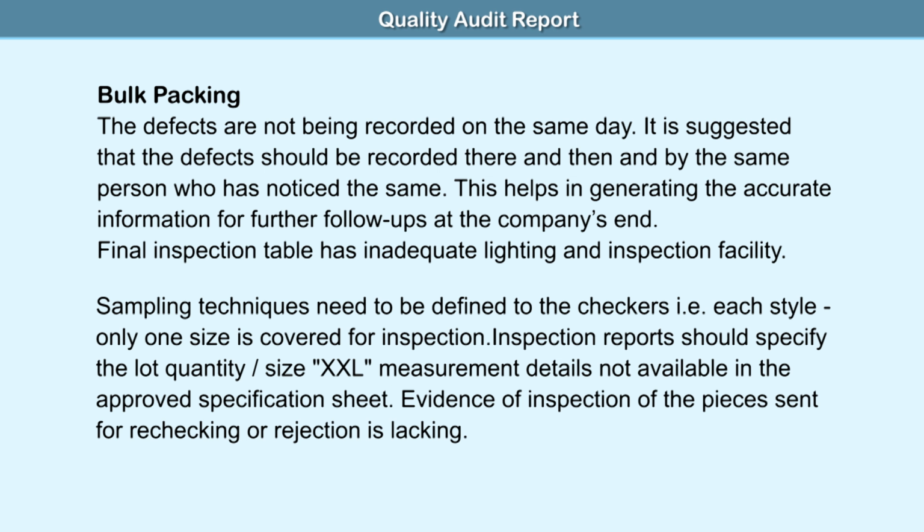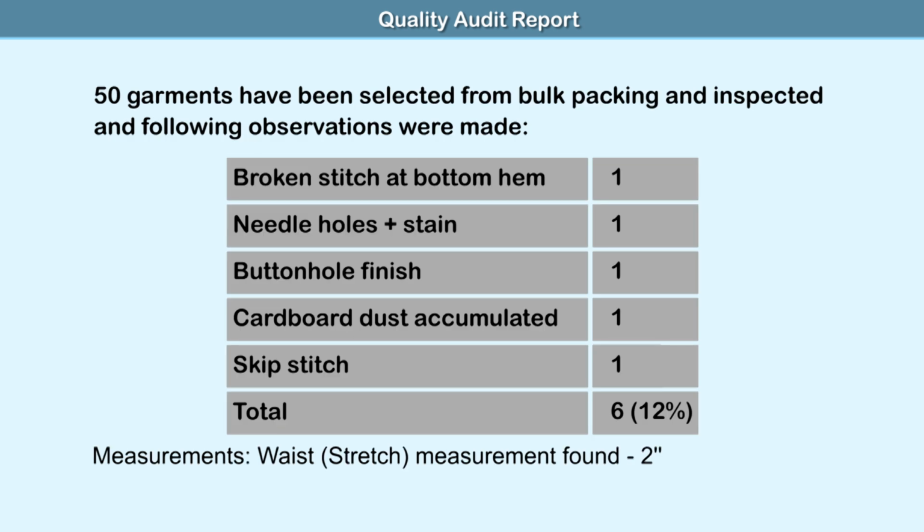Inspection reports should specify the lot quantity and size, such as XXL. Measurement details are not available in the approved specification sheet. Evidence of inspection of the pieces sent for rechecking or rejection is lacking. Garments were selected from bulk packing and inspected, and the observations made are displayed on the board. It was found that the waist stretch measurement was minus 2 inches.